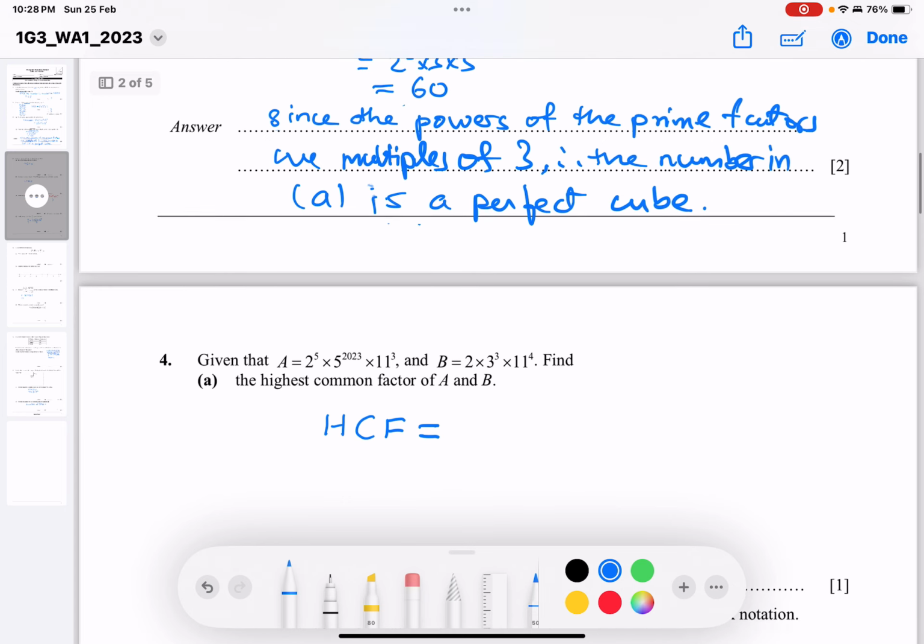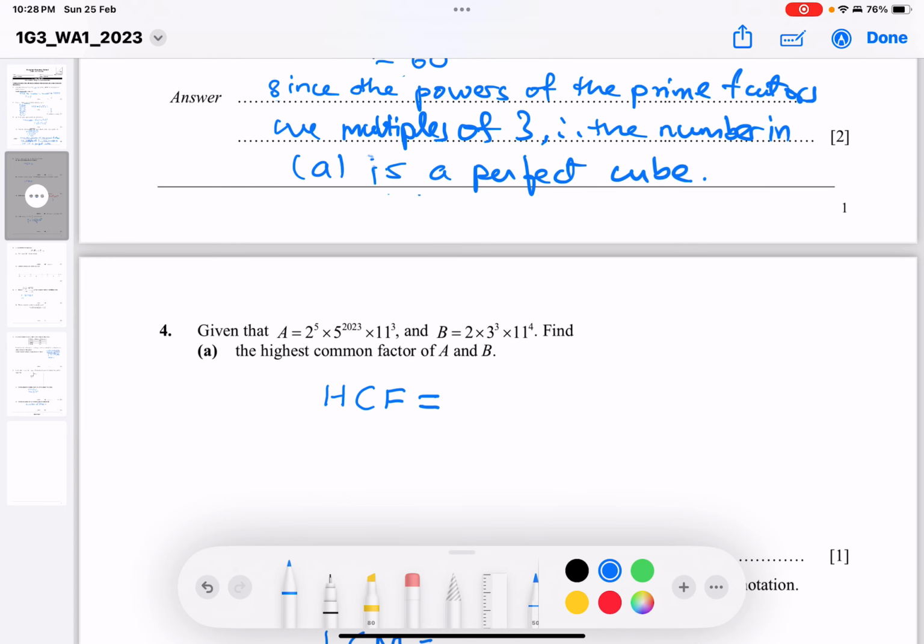Next, we need to find the HCF of two numbers A and B. Since HCF is a factor and is also a common factor, we are looking for a smaller number. We pick the lower power of the common factors. So the lower power of 2 is 2. There's no common 3 and no common 5. For the common 11, the lower power is 11 cubed. And this works out to be 2662.